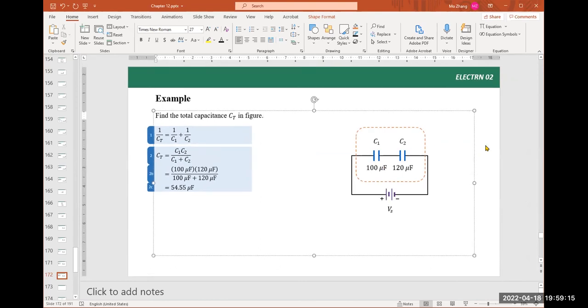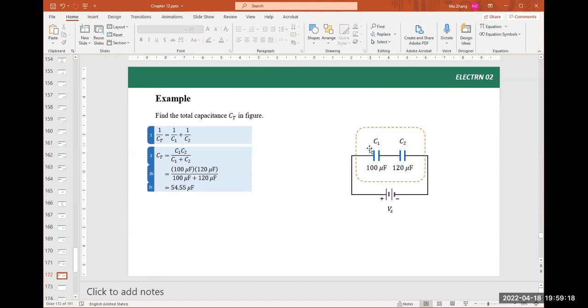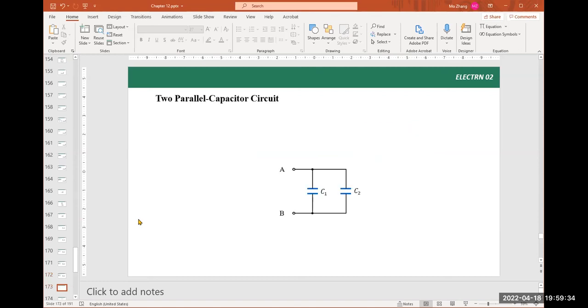Let me have a summary here. If capacitors are connected in series, the total capacitance of the system is degraded, downgraded, not good. It does not increase, but it decreases. Not too much usage. But now we move to another way to connect them, putting them in parallel.